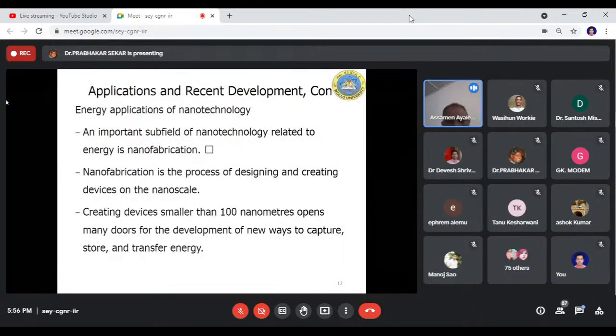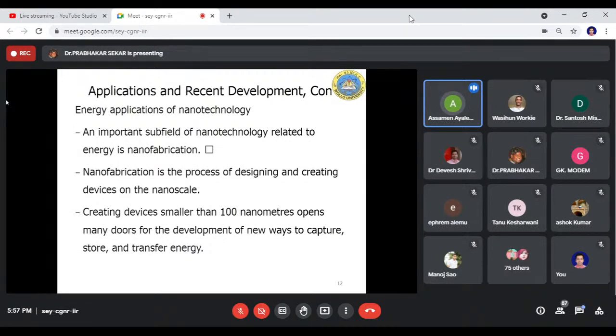So again, when we talk about the energy application of nanotechnology, as I told you before, an important subfield of nanotechnology is related to nanofabrication. Nanofabrication means we can fabricate any nano-based equipment. You can consider the recent development in robotics. We can design different necessary materials for the application of nanorobotics. It is the process of designing and creating devices on the nanoscale. When we design at that nanoscale, we can have different unexpected properties of the material, so that really enhances the efficiency of the device.